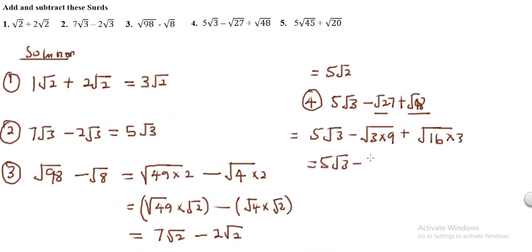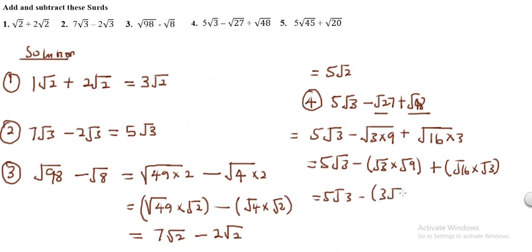If you break this down, it looks like root 3 times root 9 plus, if you break this down, it looks like root 16 times root 3. So this is equal to 5 root 3 minus, here we have root 3, root 9 is 3 times 3, so this is 3 root 3 plus root 16 is 4 times 4, so this is 4 root 3.